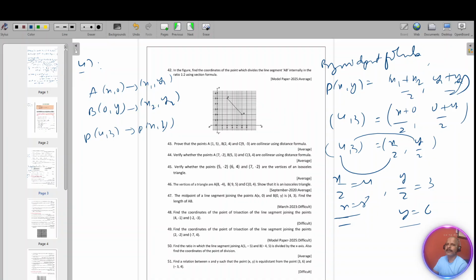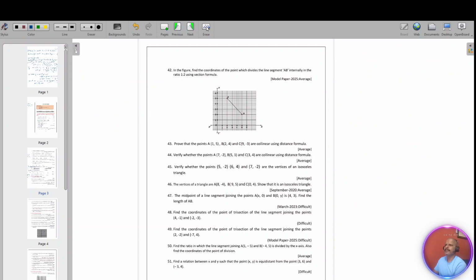Okay, clear? X is 8, y is 6. We'll move on. Simple question.